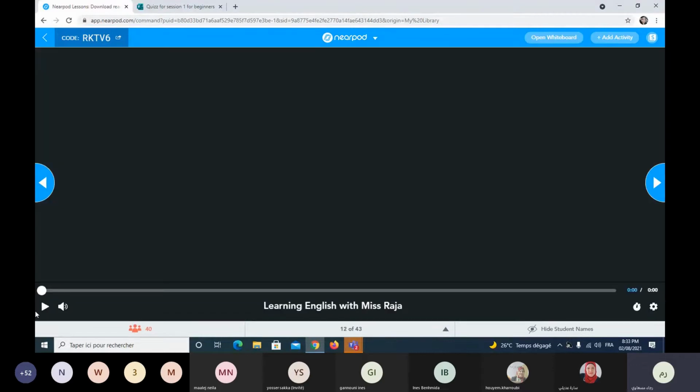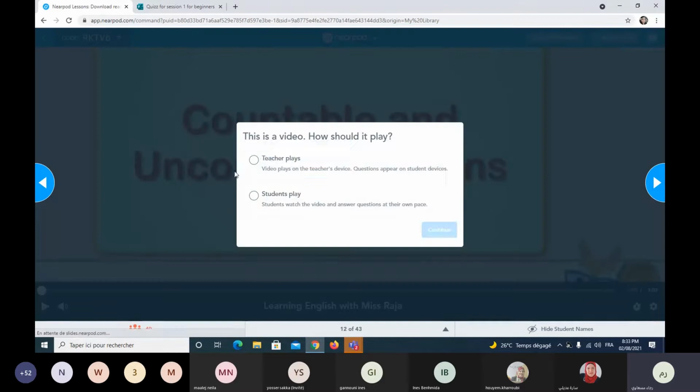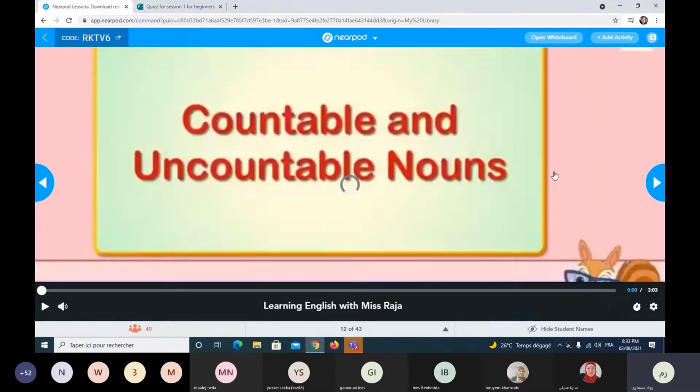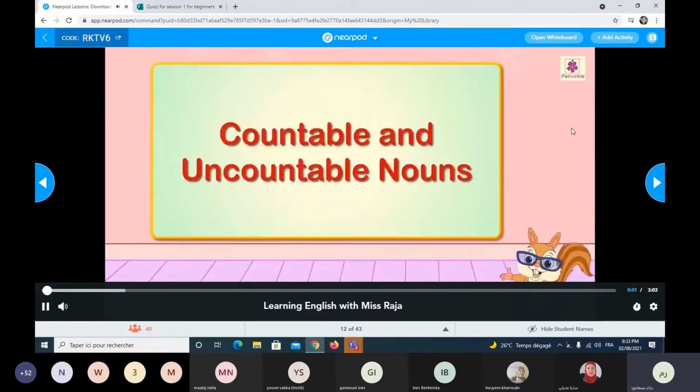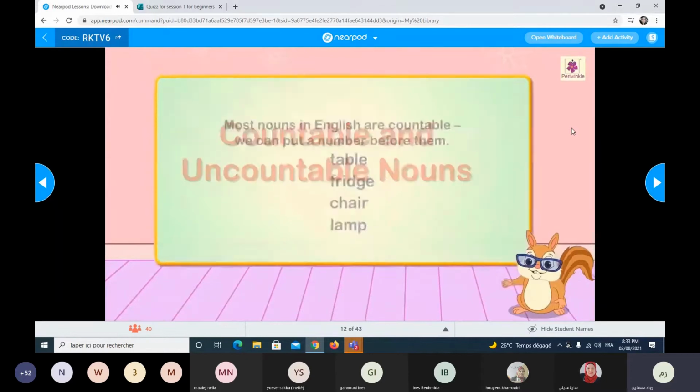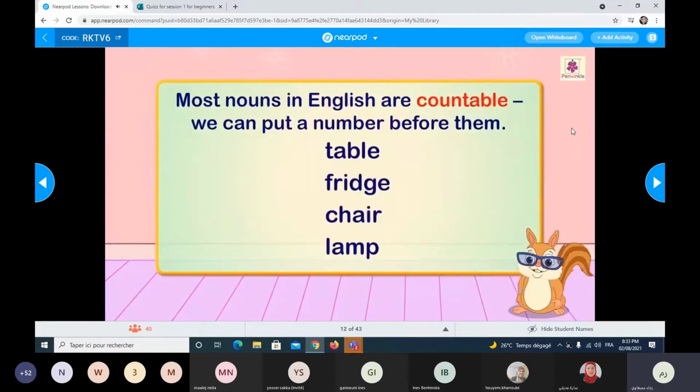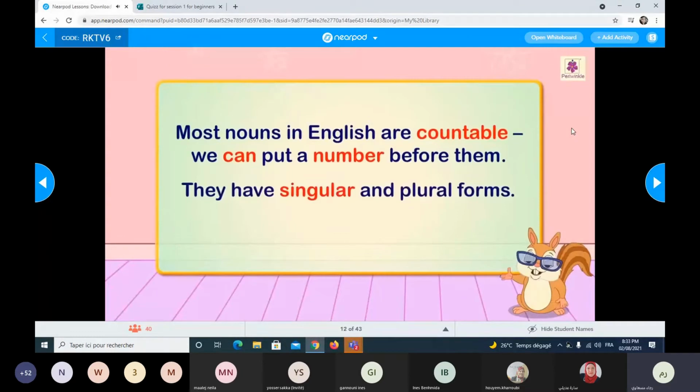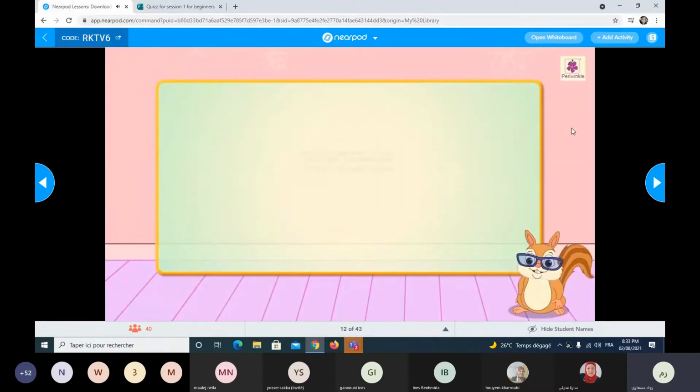Countable and uncountable nouns. Most nouns in English are countable. We can put a number before them. They have singular and plural forms. One table, four tables.